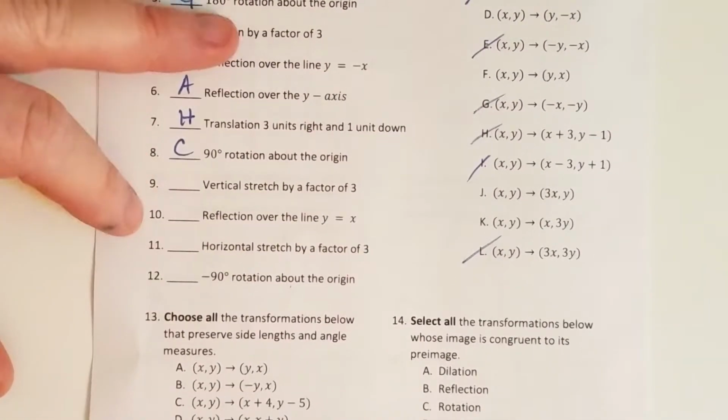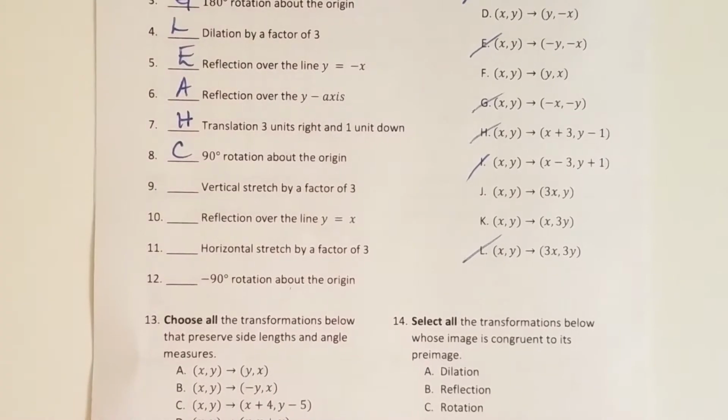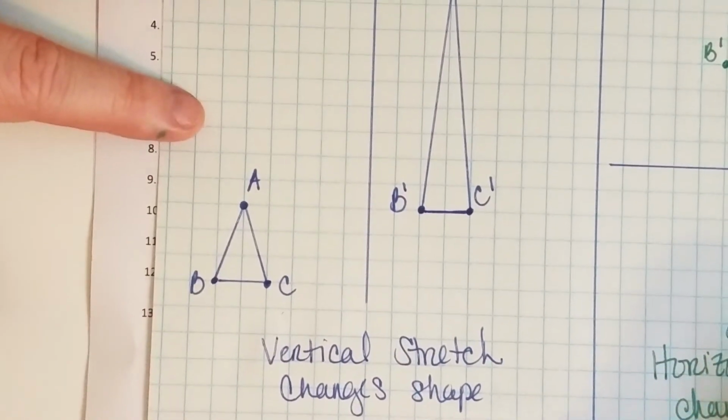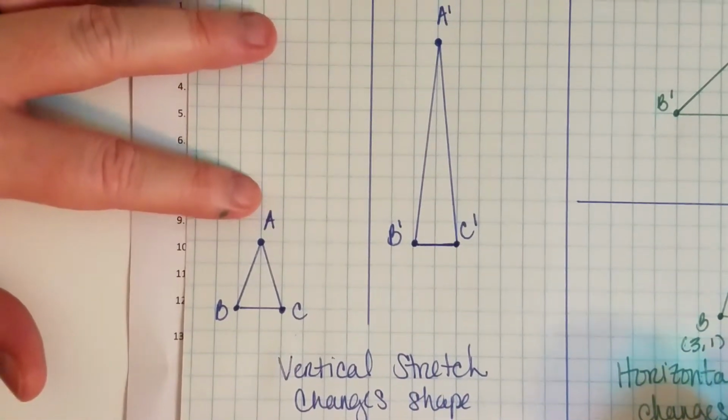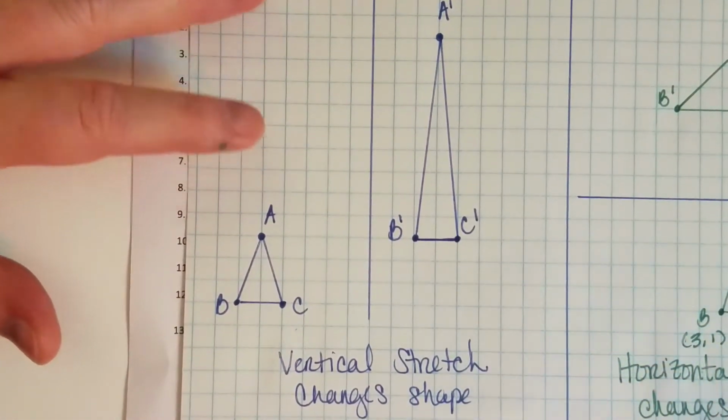A vertical stretch by a factor of 3, again, this is not one that you need to know for Unit 2. You just need to know that it's not a rigid transformation, basically. But if you think about it, here's an example of a vertical stretch, and you're definitely changing the shape. So we're not talking about similar figures or congruent figures anymore.